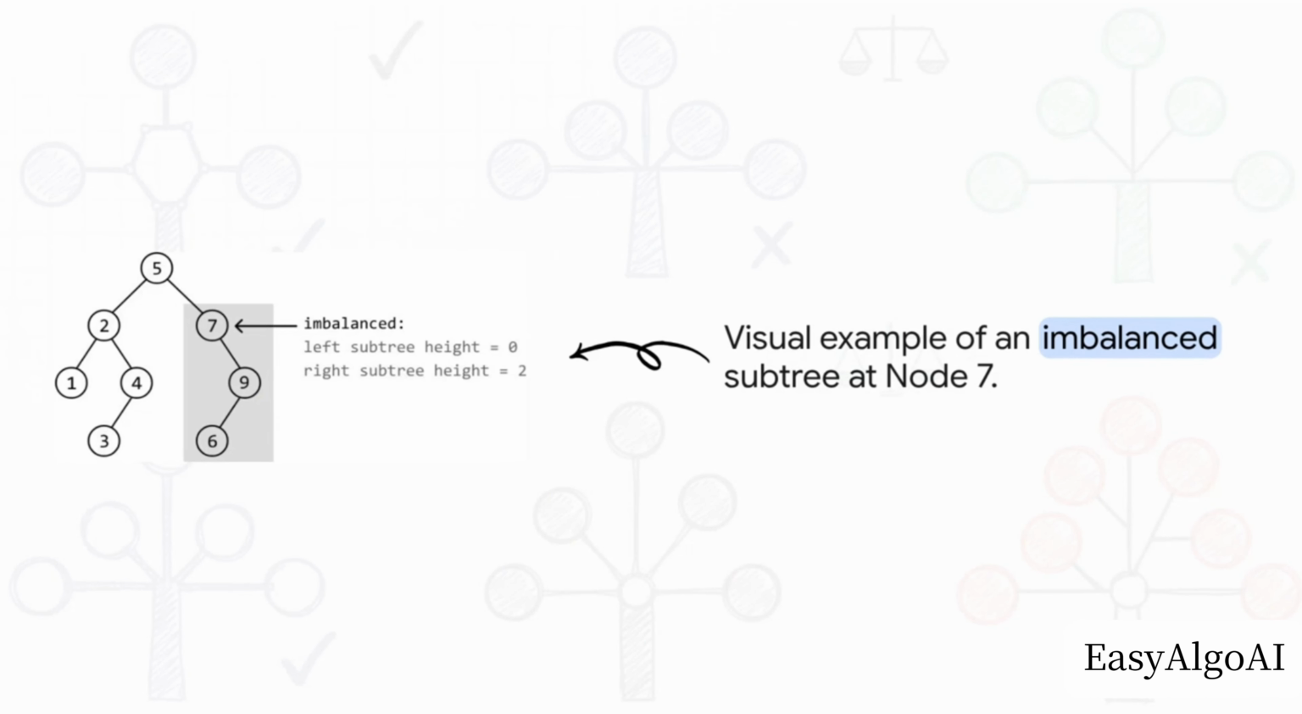And this brilliantly illustrates what happens when that golden rule gets broken. If we zero in on node 7 and look at its children, its left subtree has a height of 0. I mean, there's just nothing there. But its right subtree, stretching down through node 9 to node 6, has a height of 2. So the difference between 2 and 0 is obviously greater than 1. And bam! That completely violates our core rule. This specific subtree is officially imbalanced.